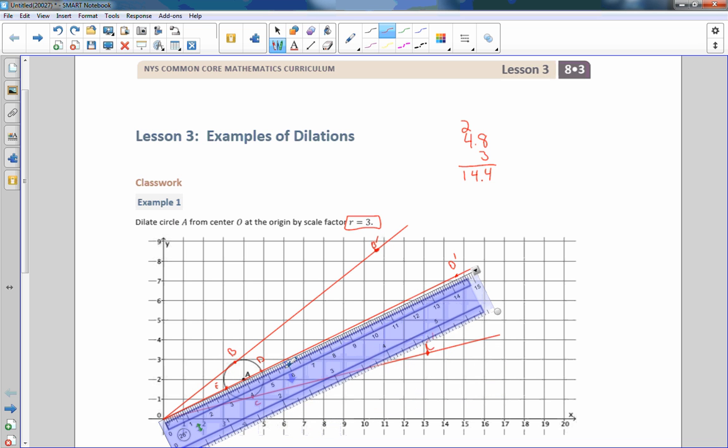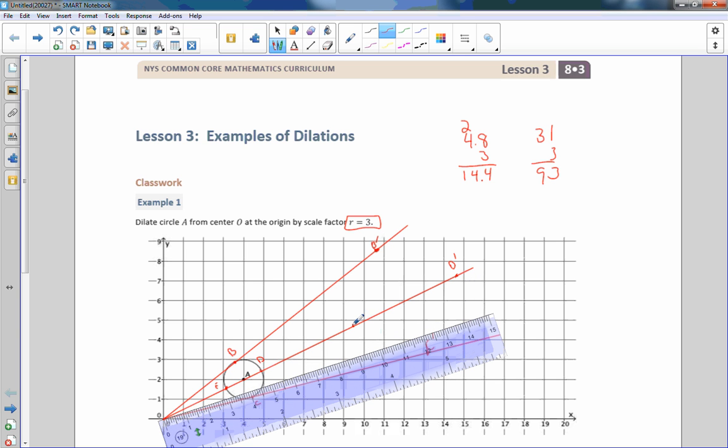And when I bring my ruler back here, that is at 31 millimeters. So 31 times 3 is 93. So if I move my ruler back here, 31 times 3 is 93, which is right here. And I'm going to call that E prime.